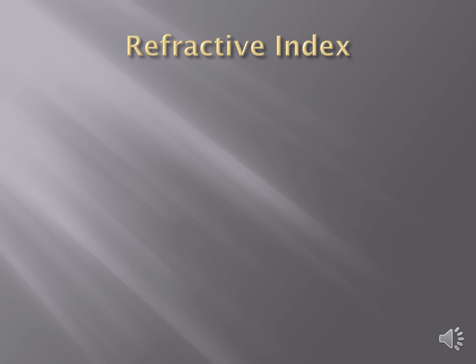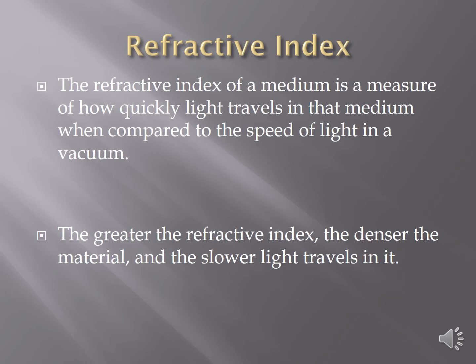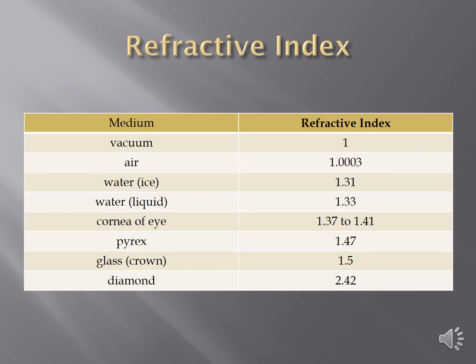Some more on refractive index. The refractive index of a medium is a measure of how quickly light travels in that medium when compared to the speed of light in a vacuum. So vacuum is completely empty space. The greater the refractive index, the denser the material is, and the slower light travels in it. So we can do some comparisons here. A vacuum, completely empty space, is given refractive index 1. So that's our base to compare everything else to. You can see that air is just ever so slightly above that.